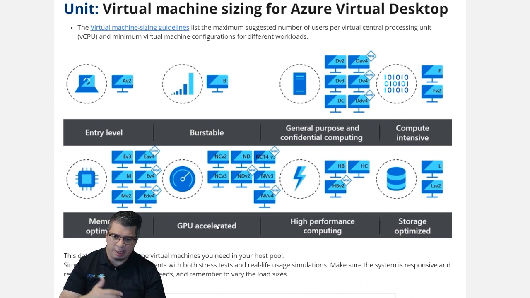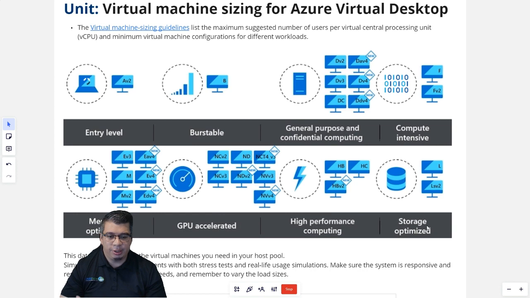I'll typically use anywhere from NV8 as the smallest to NV32 as the highest, particularly for multi-session. That gets expensive if you're trying to do a personal, and we'll talk a little bit more about personal versus multi-session sizes in a moment. But again, GPU accelerated NVv4 series in particular is something I highly recommend in the Azure Virtual Desktop world. The H series is for high performance computing, and then you have your storage optimized sizes in the L series.